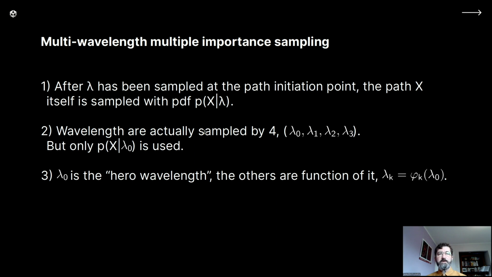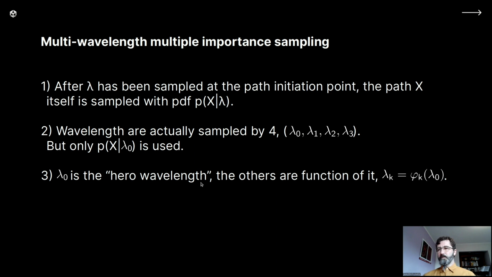Importantly, the sampling of the path may depend only on one of these wavelengths. And canonically, we will use the first one, lambda 0, as a parameter for sampling the path. And this becomes known as the Hero wavelength. And the 3 remaining wavelengths, lambda 1, lambda 2, lambda 3, are 3 different deterministic functions of the Hero wavelength.